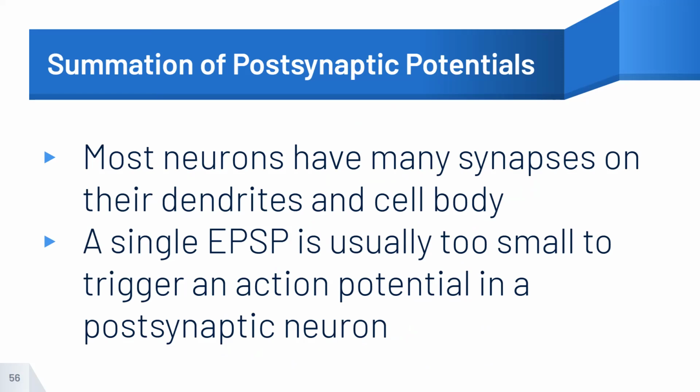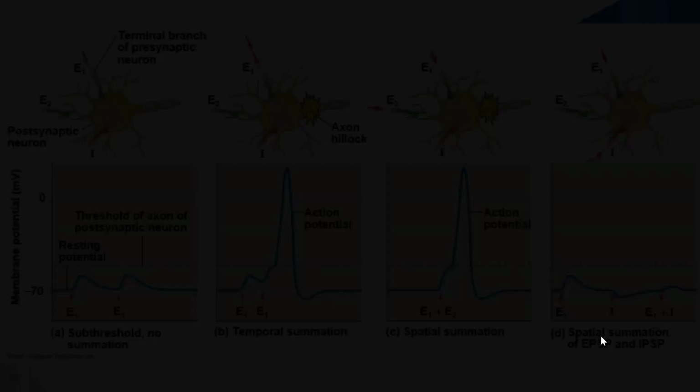Okay. So most neurons are going to have many synapses on their dendrites and their cell bodies. So you're usually picking up a bunch of signals. Usually one signal is not enough to trigger an action potential. So usually it's an accumulation of multiple signals that are being received on the cell.